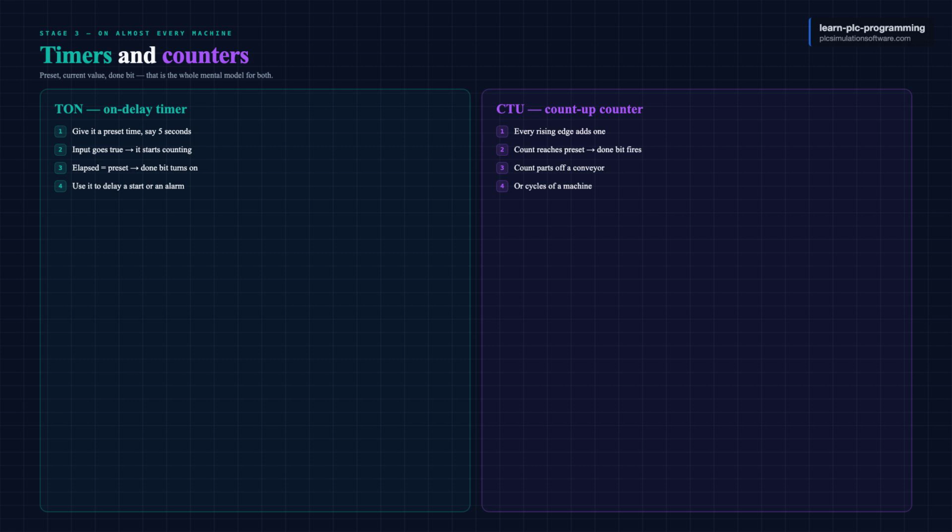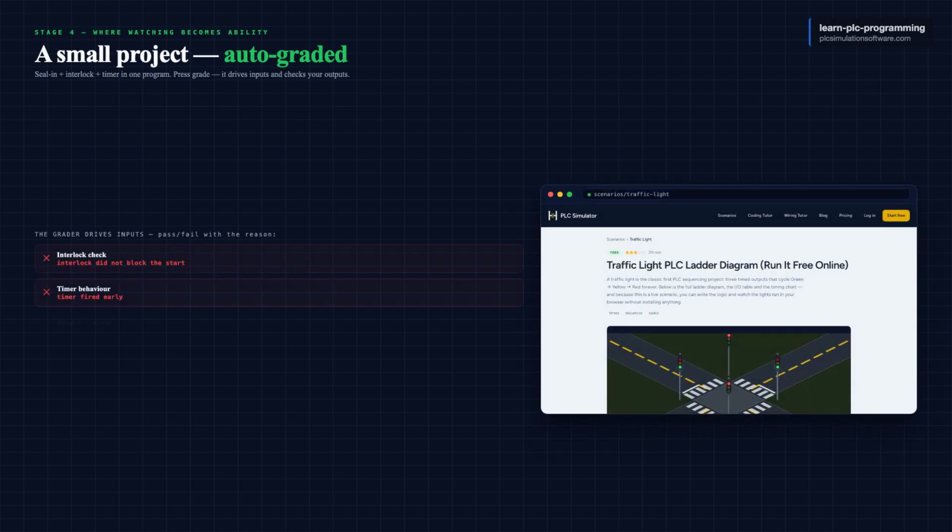Stage 4. A small project. Now we combine everything. A start-stop seal-in for a conveyor motor. An interlock, a normally closed contact from a guard or an overload, that must be closed before the motor can start. And a timer that runs the conveyor for a set time after a part is detected, then stops it. One short program with a clear objective.